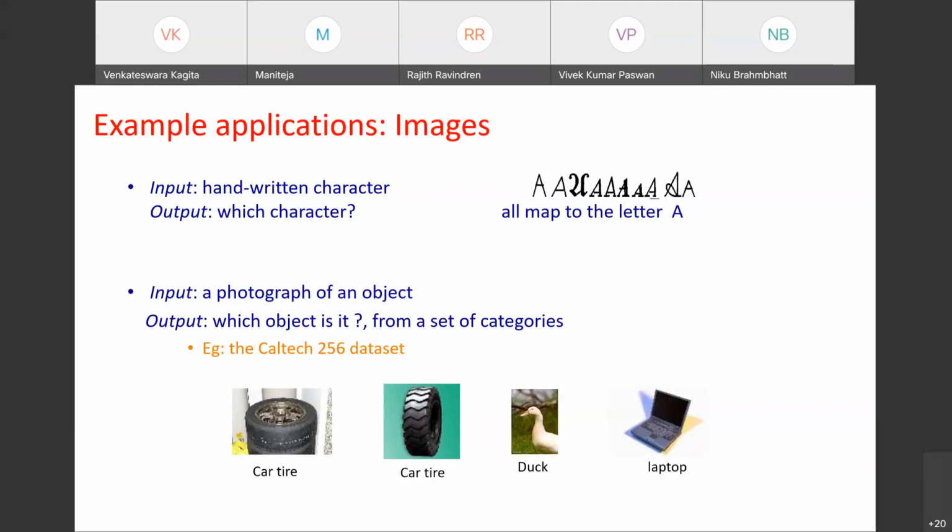Another application is object detection. In that case, the input is a photograph of an object and the output is which object it is from a set of categories. For example, in the Caltech 256 data set, we have objects like car, tire, duck, laptop, something like this. The point is the input belongs to one of the k classes. There are multiple classes, more than two classes.